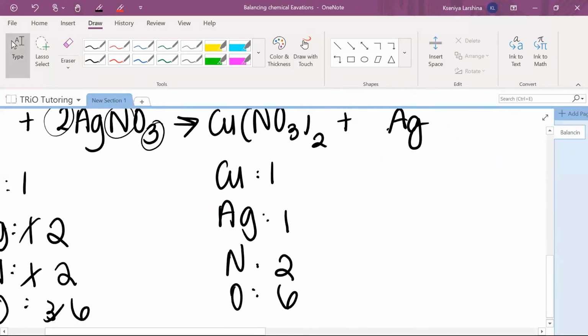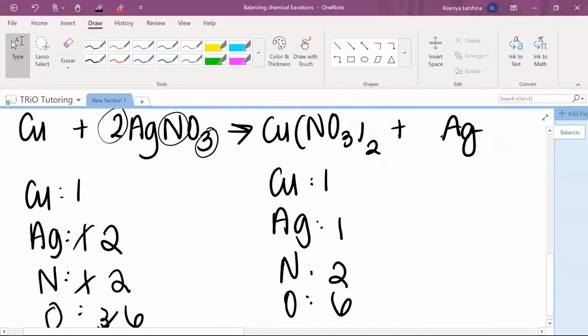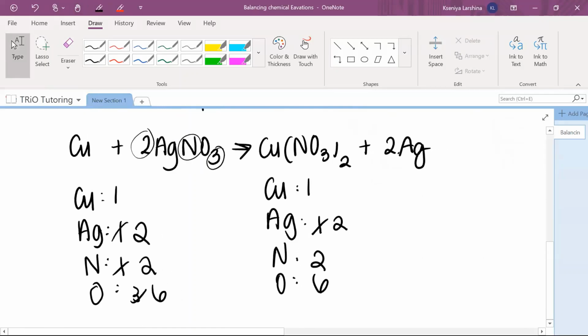And then on the product side, we see that we don't have 1 more silver because we multiplied this by 2 in order to get our nitrogen and oxygen. So we multiply this product and we get 2 silver. And that's our balanced equation.